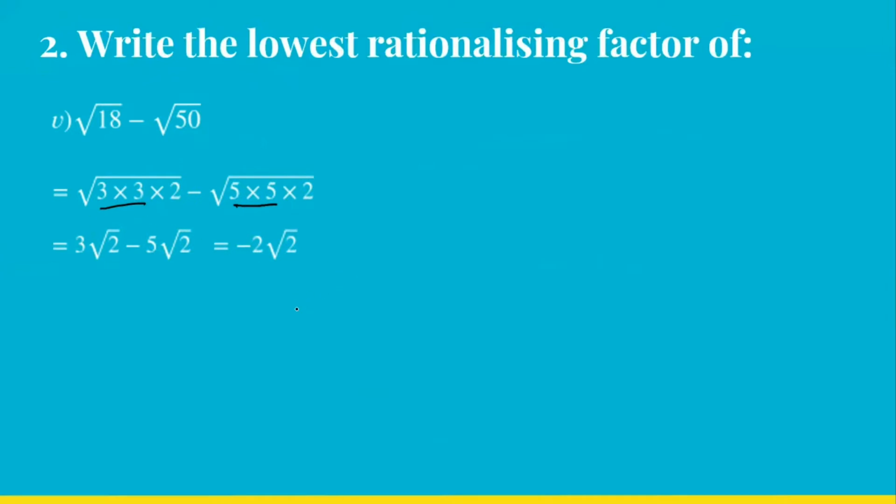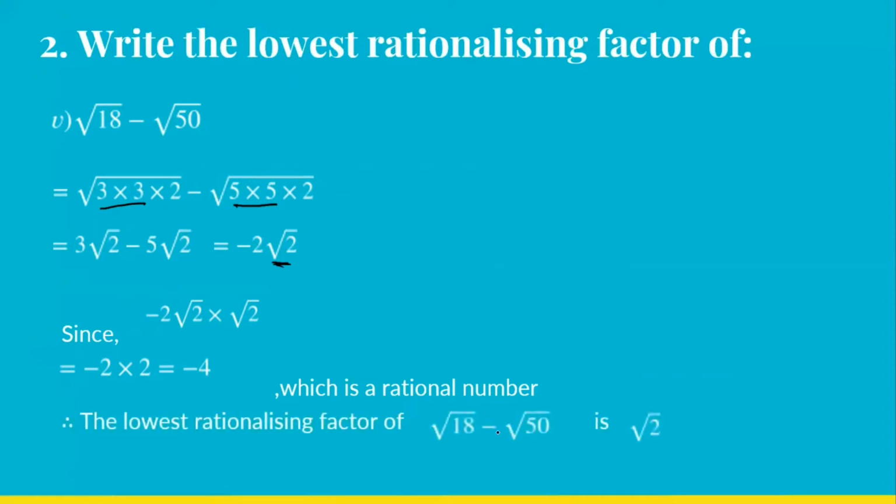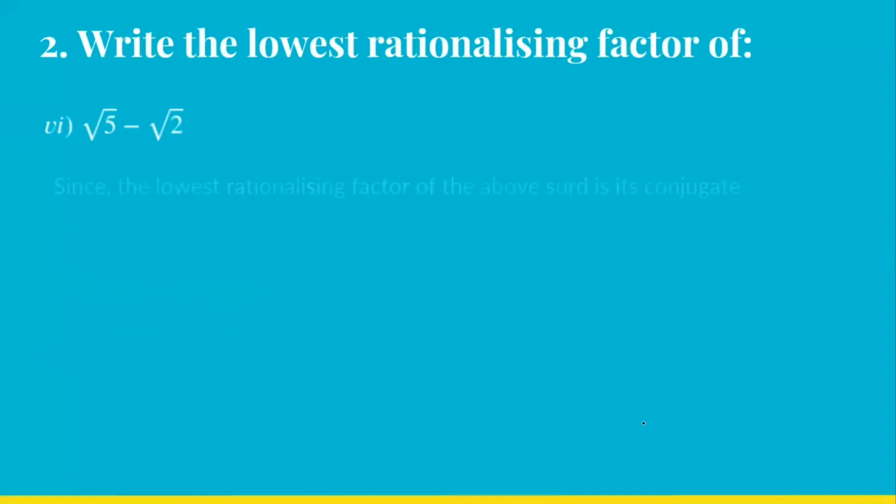And the rationalizing factor is going to be root 2 here, right? Because we have to get rid of this root. So when we multiply by root 2, minus 2 root 2 into root 2, root 2 into root 2 is 2, and minus 2 into 2 is minus 4, which is a rational number. And that is how the lowest rationalizing factor of root 18 minus root 50 is root 2. Clear? The next, root 5 minus root 2, it is going to be a conjugate.